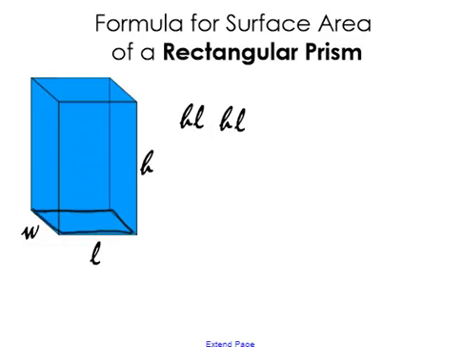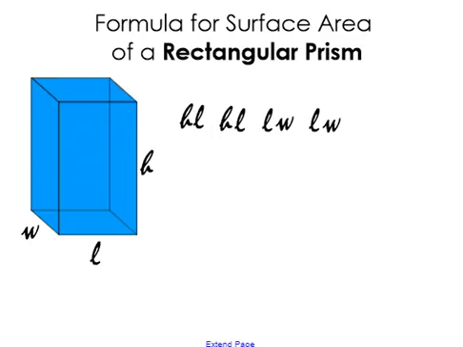So this is a rectangle with dimensions width and length. So I've got width times length, and then I have a second one right here, which is also going to be length times width. So that's 4 of the 6 faces.